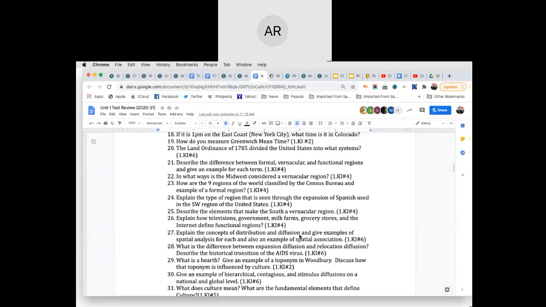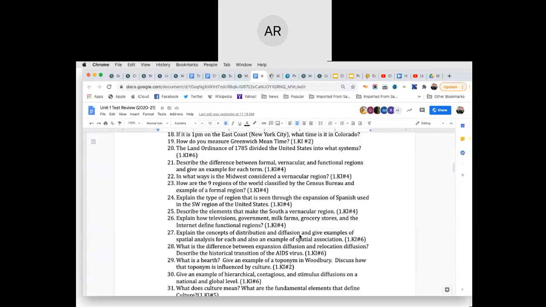25, describe the elements that make the South a vernacular region. Again, these are opinions of the South. Opinions traditionally had stereotypes of being low education, Baptist churches, agrarian societies. Those would be elements that would describe the South as a vernacular region. Again, a perceptual region, not factually proven. 26, explain how televisions, government, milk farms, grocery stores, those are all functional regions because they have a node where they start. And their service diminishes the further you get away from that node.